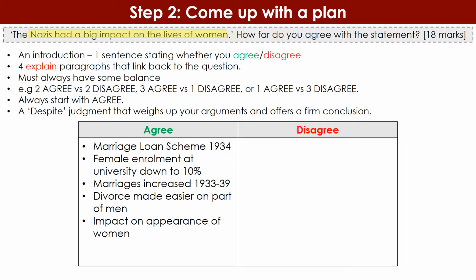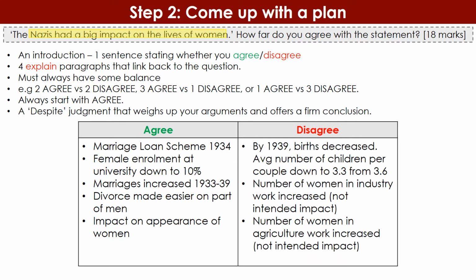In terms of your disagree then, you could have any of the following. The fact that by 1939, births are decreasing again, showing that the Nazis' impact is very limited. You could talk about the fact that the number of women in industry, so factories and agricultural work, also increases significantly throughout the time period by 1939. This is not what the Nazis had intended, and it suggests to us actually, well, maybe the Second World War had a bigger impact on the lives of women than the Nazi policies themselves. Those are just some examples that you could use. I'm sure there are probably more, but as we're just planning at this stage, we don't need to have an absolute ton of examples. We just need 4 in total that we feel comfortable talking about.